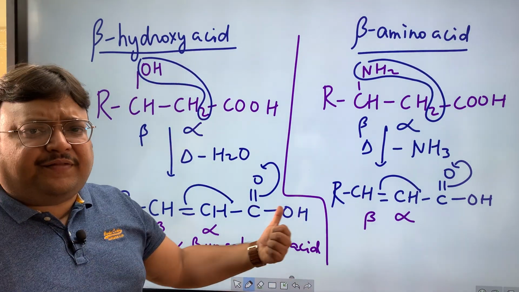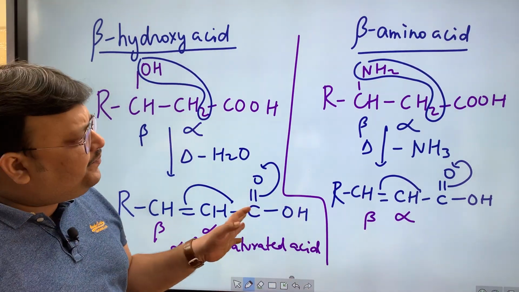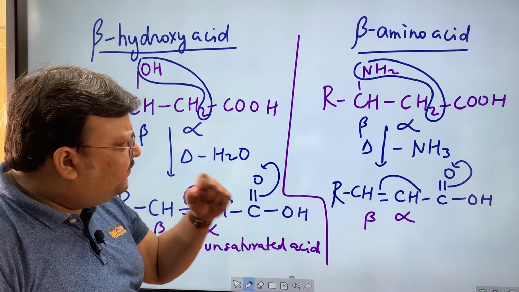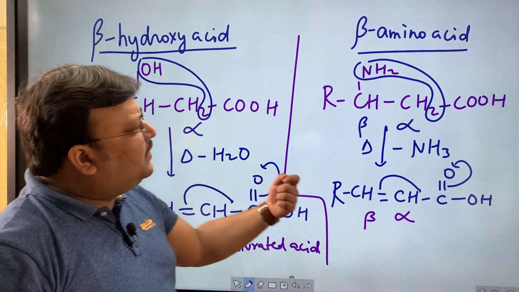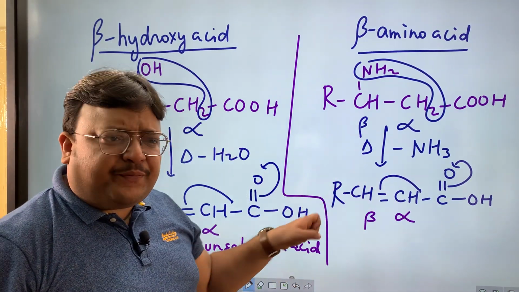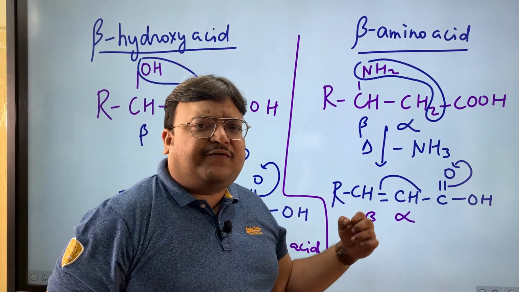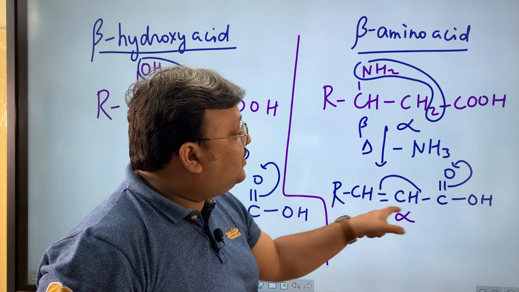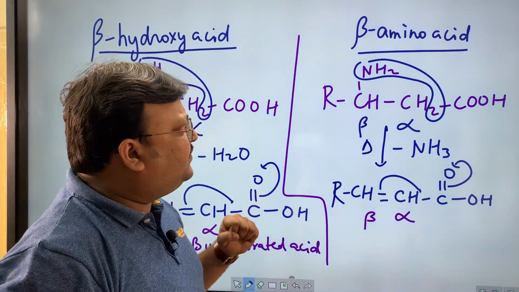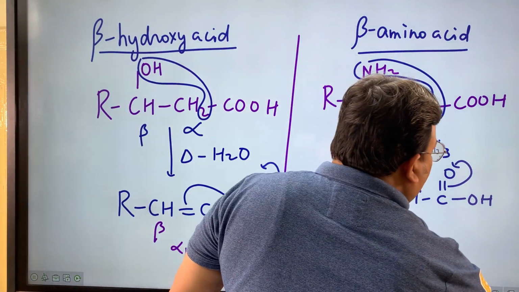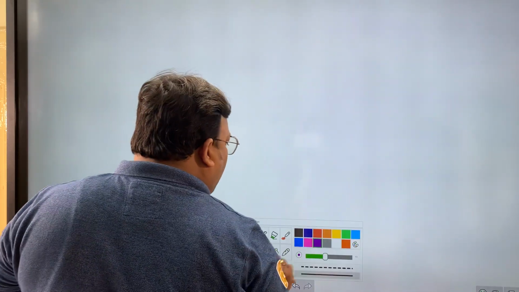See, the nature of the product is the same. The effect of heating is the same. This loses water, this loses ammonia, and both of them produce an alpha beta unsaturated acid. Naturally, the logic behind the formation of such a compound would be double single double, which is resonance. After beta, we can move to gamma amino acid and gamma hydroxy acid.